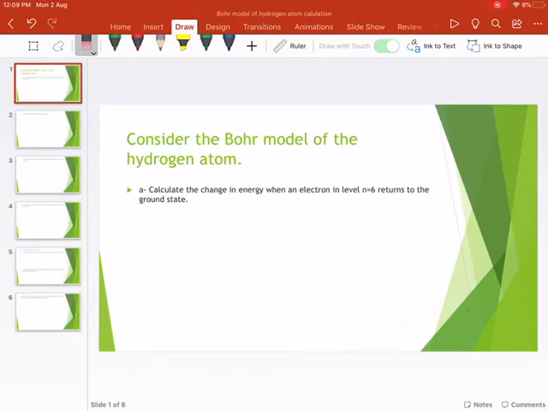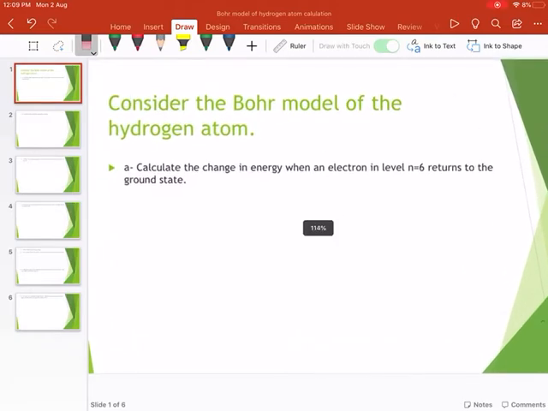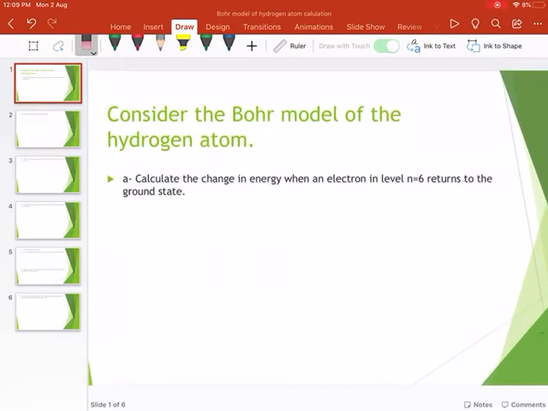In this video, we will solve a problem in detail regarding the concept Bohr model of the hydrogen atom. It's level AP, chemistry AP. Let us start. Consider the Bohr model of the hydrogen atom. Calculate the change in energy when an electron in level n equals 6, so this is the initial one, returns to the ground state, final equals 1.